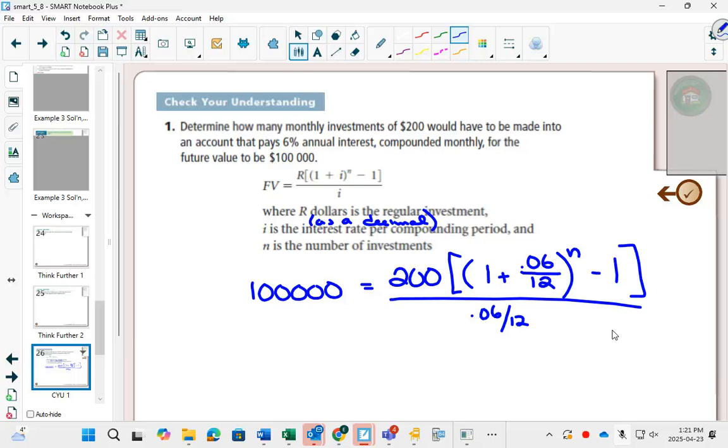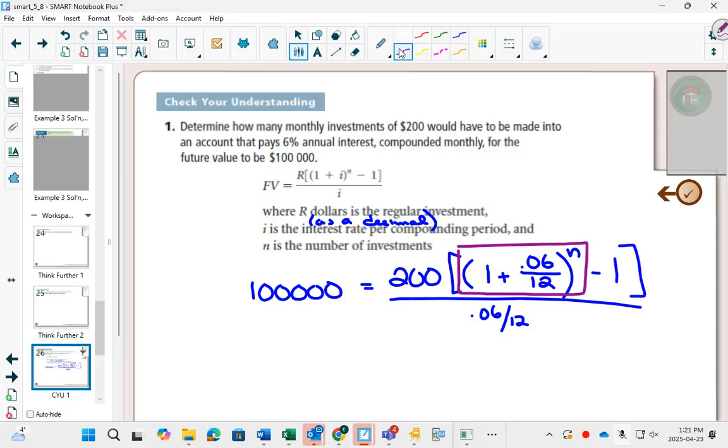Once you have plugged everything in, we realize that we're solving for n, and n is an exponent. So when you're solving for n and n is an exponent, you're going to need to use logarithms. However, as I mentioned in previous examples, if you can get your power by itself, your life will be easier. Don't take the logarithm right away. Do some regular math and see, can I get that, which is in the purple box, all by itself first?